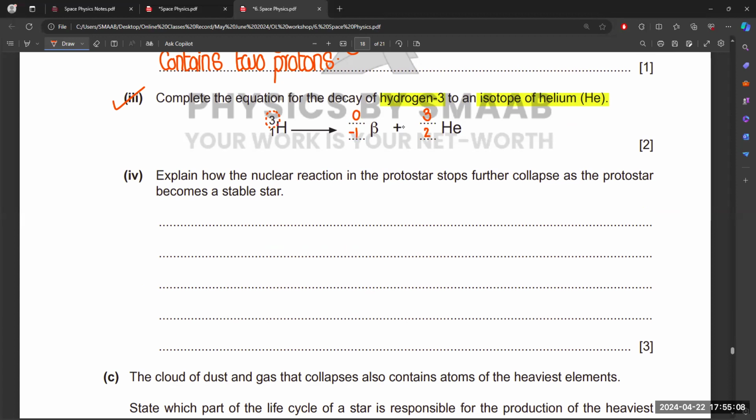So it will be an isotope of helium. That's why it is mentioned isotope of helium. It is not the exact helium, because it consists of a different number of neutrons. Protons are the same, 2 protons, but neutrons are different. That's why we are getting 3 on the top. And in the question, it is also mentioned isotope.